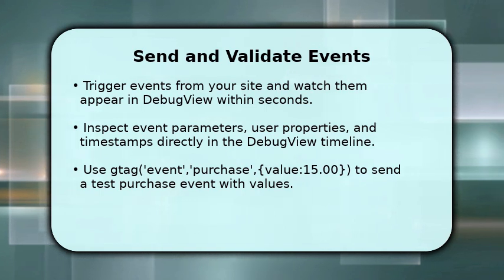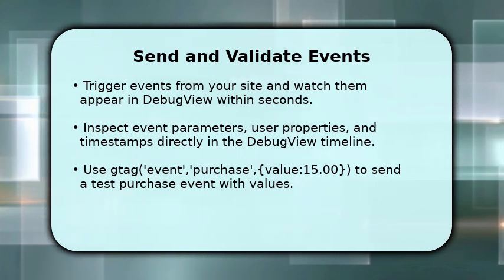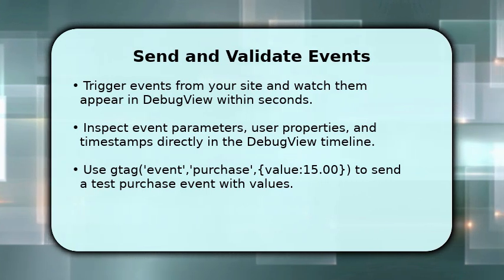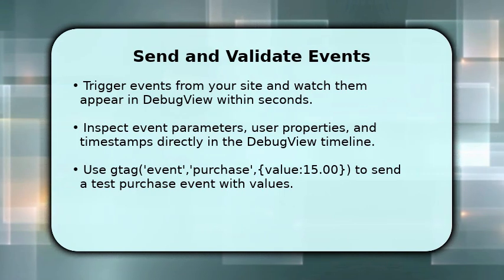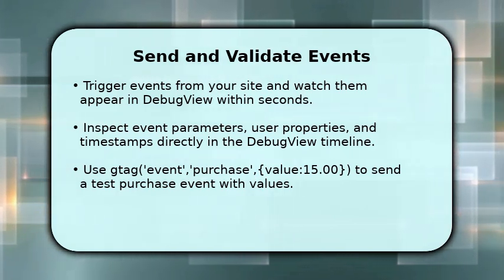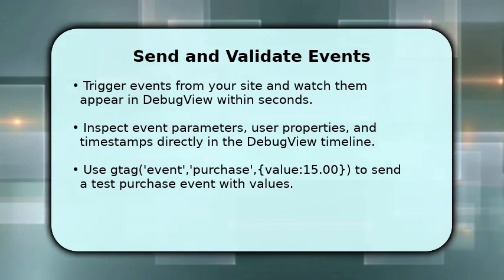Check numeric values, currency, and item lists directly in the Event Details pane. Use explicit test calls like gtag, event, purchase, value, 1500 to validate purchase tracking. Confirm that event names and parameter keys match your GA4 data model. If parameters do not appear, recheck the sending code and reload the page to resend events.